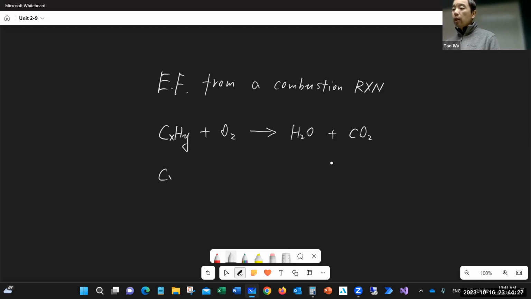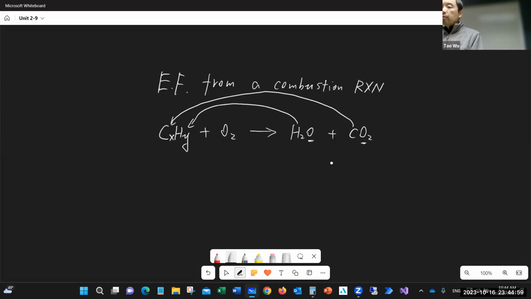I know carbohydrates can also undergo combustion reactions, but we're not talking about those cases. All the oxygen in the products comes from the oxygen reactant, and hydrogen comes from the hydrocarbon. Carbon also comes from the hydrocarbon, right? So in this case, we try to figure out the empirical formula for this hydrocarbon.